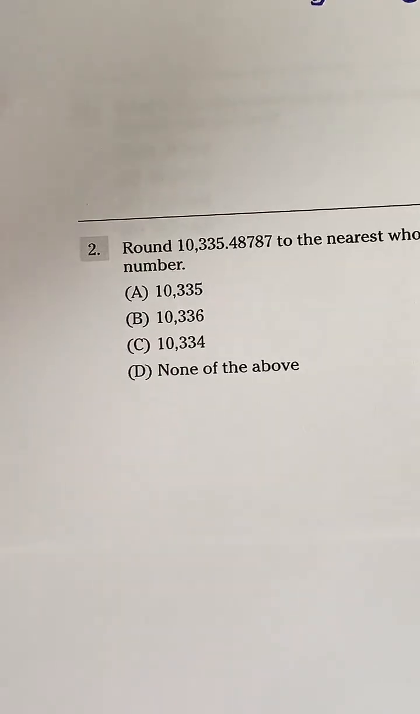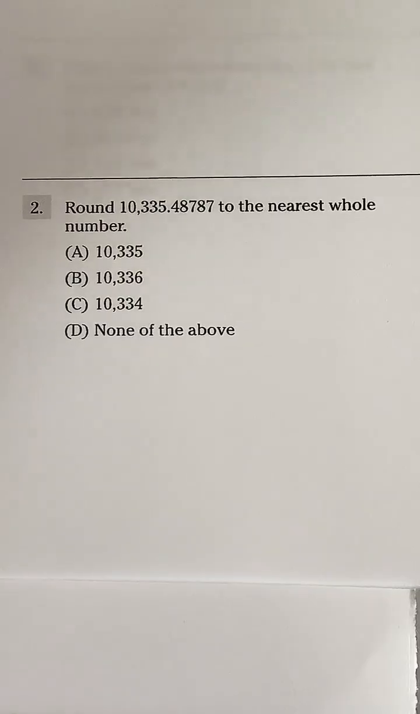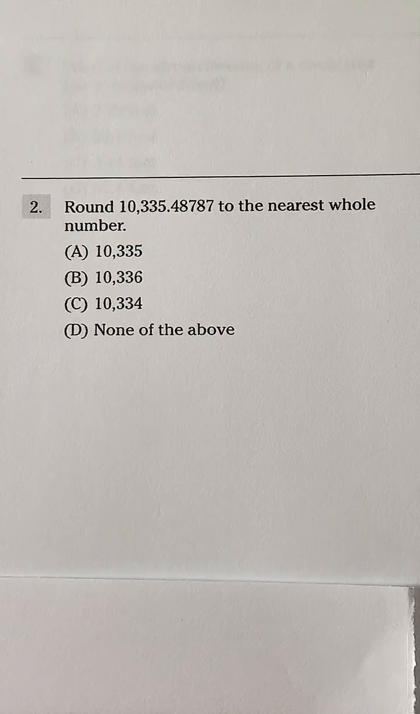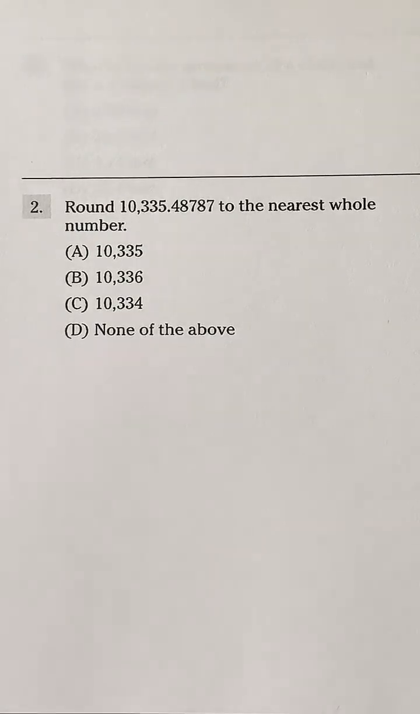All right, here we go for number 2. So round this lovely number to the nearest whole number. I don't want to read the number because that will kind of give it away. So round that number to the nearest whole number. Is it A, B, C, or D? None of the above.